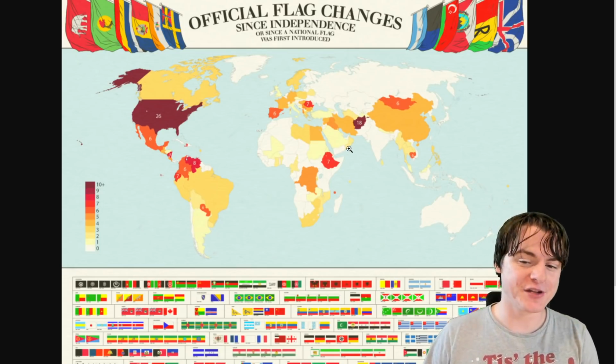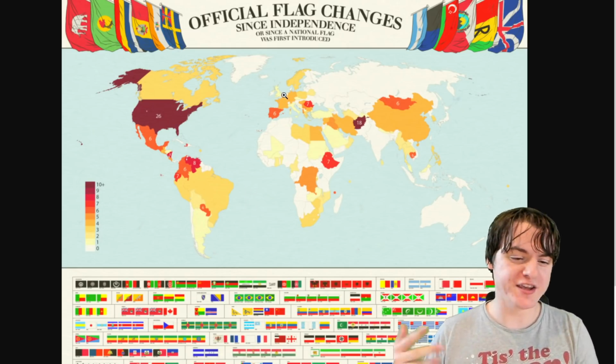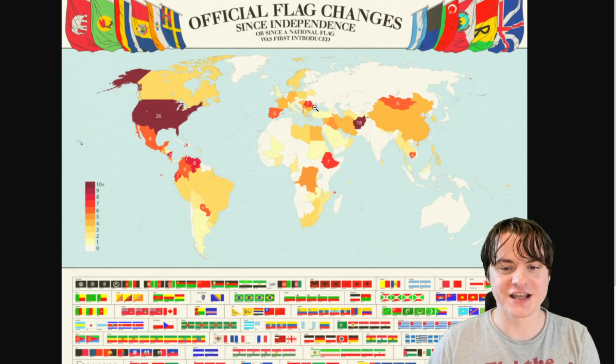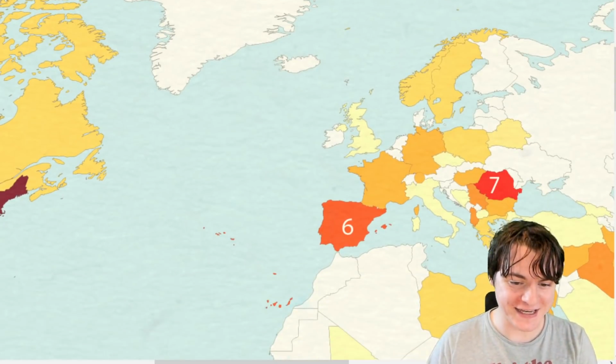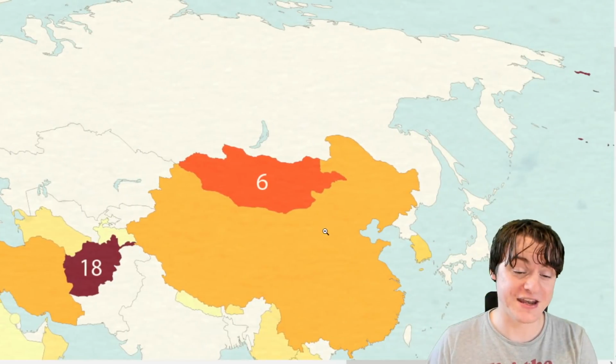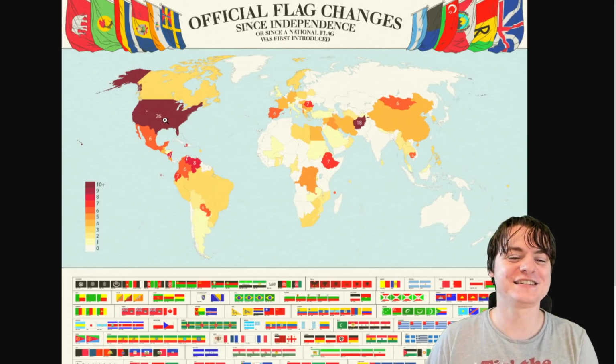As you can see, some countries don't change their flag. Some countries change their flag once or twice. Some countries, like the Romanias of the world, change their flag 7 times. Spain's on 6 right here. And then, as you can see, Afghanistan's on 18, but what country is the highest? It's the US of A.